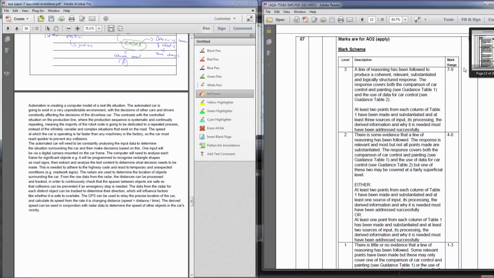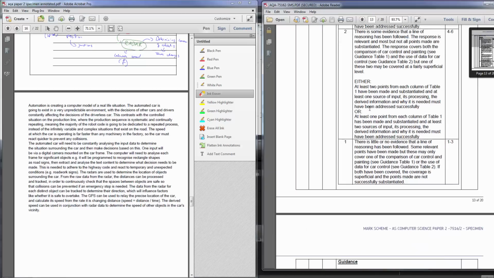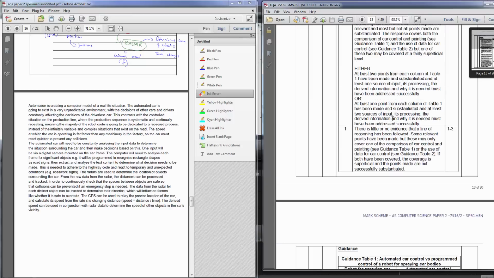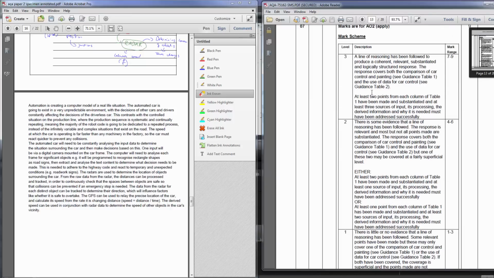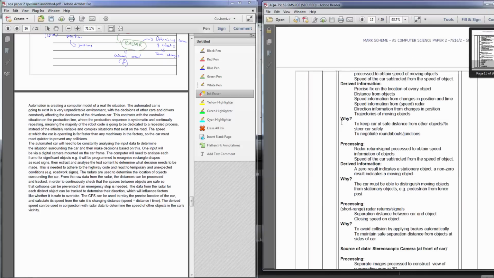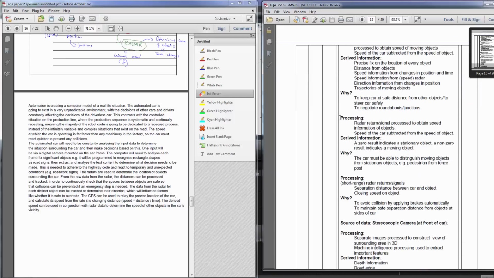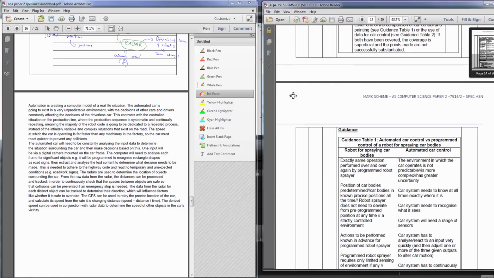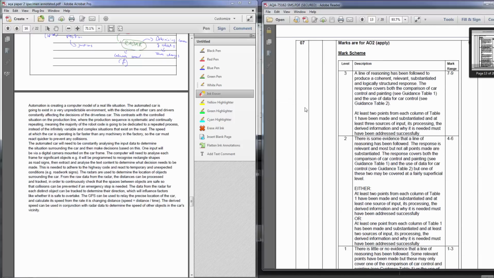To get in the running for the top marks, so 7 up to 9 marks, you need to make at least 2 points from table 1, which is about the car versus how easy it would be to program a robot, and also you need to refer to 3 sources of input from the other table, which is about the actual specific processing and inputs. I'll show you me marking mine to an extent. Obviously it's subjective, and examiners will be trained by AQA to mark questions like this.